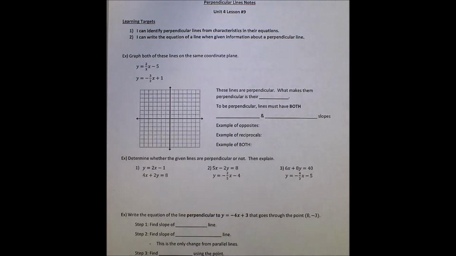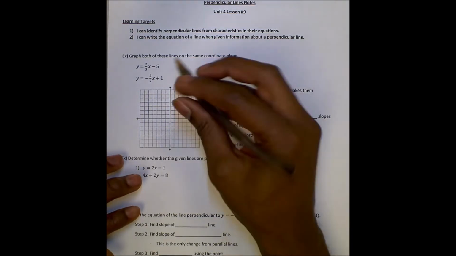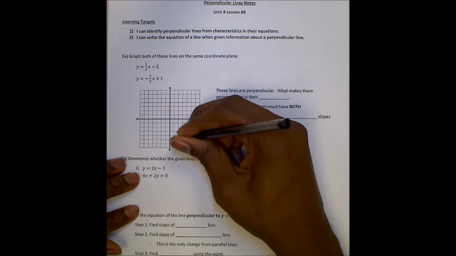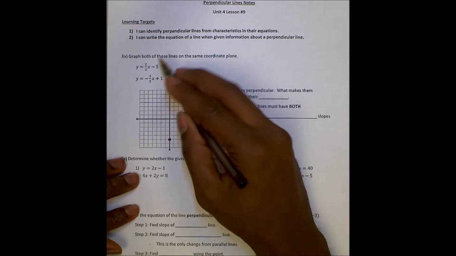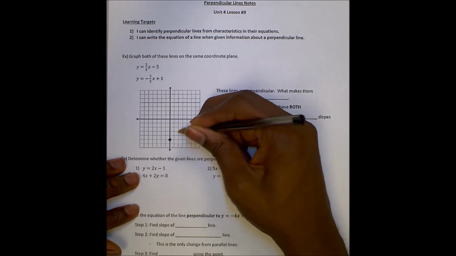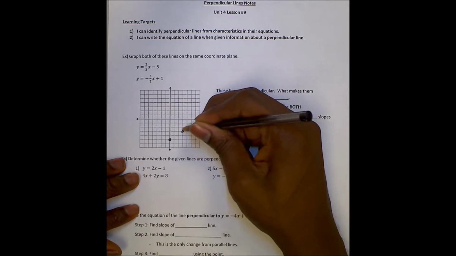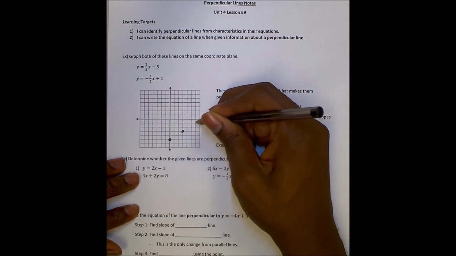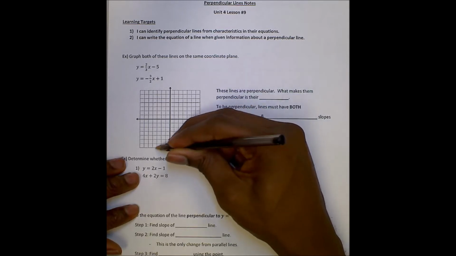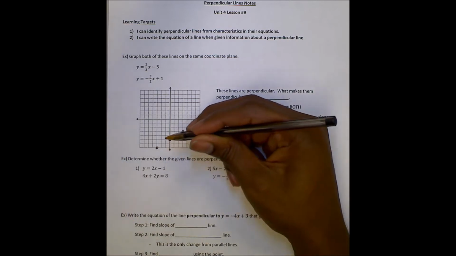So our first line, we have y equals 2/3 x minus 5. So we'll start with the y-intercept, -5. Our slope is 2/3, so we'll go up 2 over 3. Both positive. Remember, we could also go from the y-intercept down 2 and left 3, because the negative divided by negative is also positive.